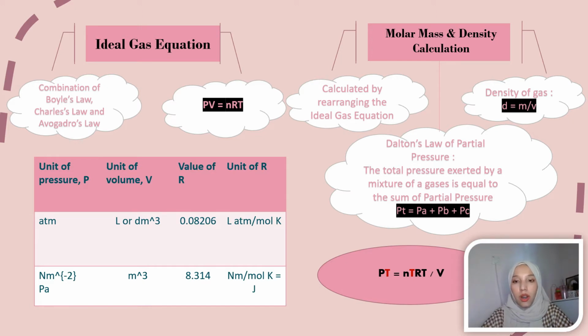Okay, Dalton's law of partial pressures states that the total pressure exerted by a mixture of gases is equal to the sum of the partial pressures, which is P total equals PA plus PB plus PC and so on. The last formula is P total equals n total RT divided by V.